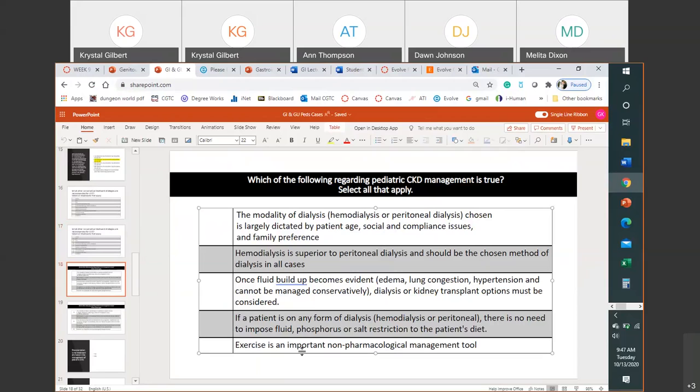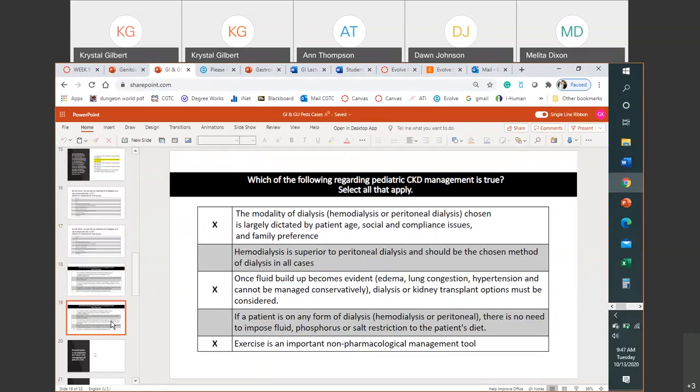And if patient is on a form of dialysis, then there's no need to impose restrictions on them. False. Exercise is an important non-pharmacological management tool. So, you're going to choke me. Once the buildup is evident, options must be considered. No. It's still going to be considered. No. It's not saying that's when it should be first considered.